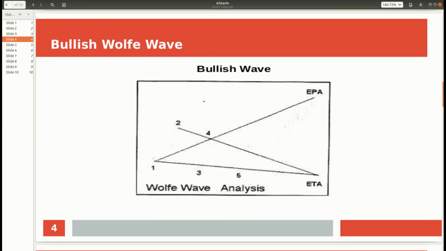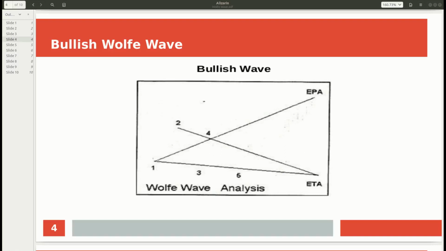The bullish Wolfe Wave structure is similar to a falling wedge or downtrend channel. The bullish Wolfe Wave is a four-leg pattern with point 1, point 3 and point 5 as the end of swing lows, with point 2 and point 4 as intermediate swing highs. The point where the trend line connecting the swing highs and the trend line connecting the swing lows meet is called the estimated time of arrival. And the line connecting 1 to 4 is called the estimated price arrival.